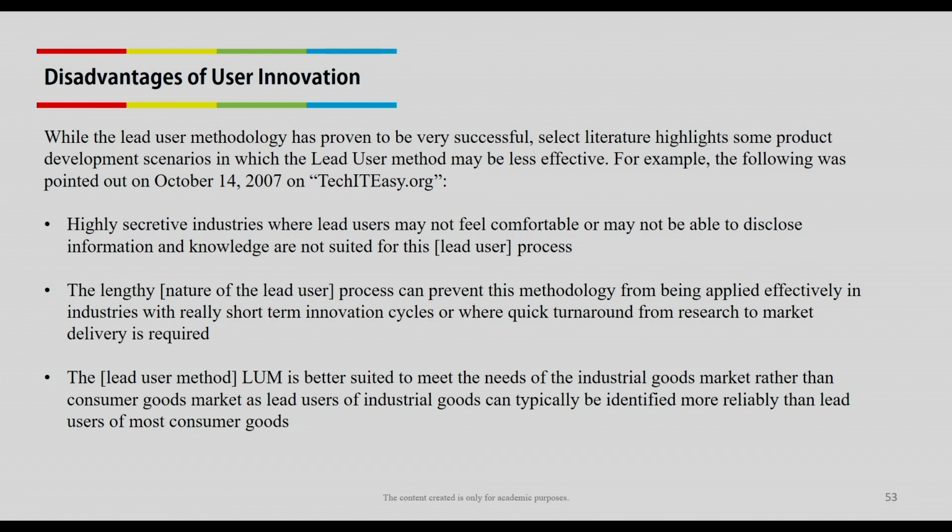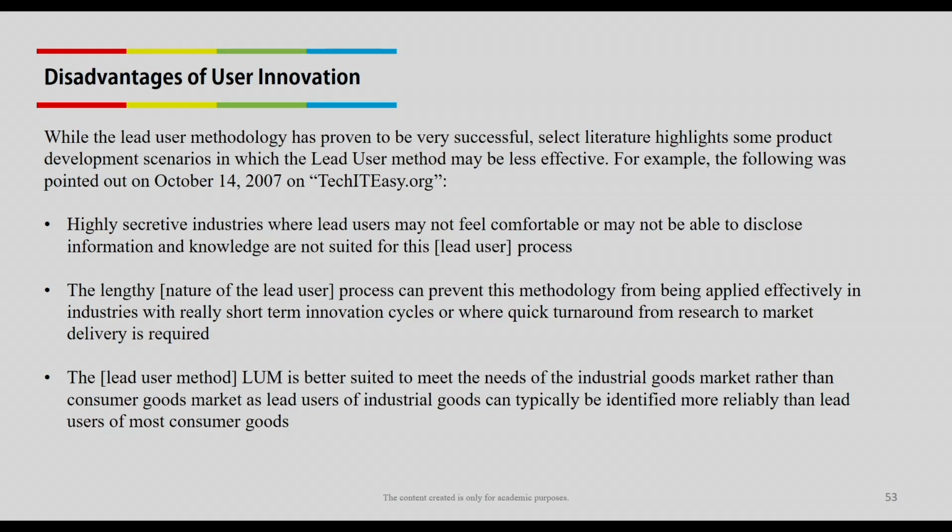There are some disadvantages of user innovation as well. In highly secretive industries, lead users may not feel comfortable, so they may not tell all that information to the manufacturer. The next disadvantage is the lengthy process. Finding the lead user, discussing with the lead user, and taking out the information from the lead user is a lengthy process. The third disadvantage is that the lead user method is best suited for industrial goods, not for consumer goods, because lead users cannot manufacture consumer goods.